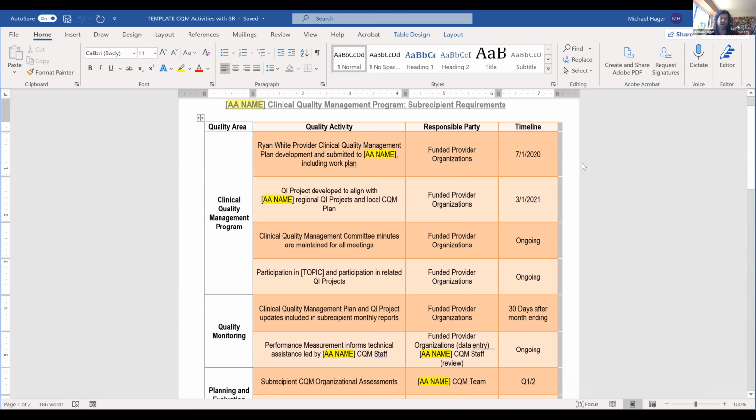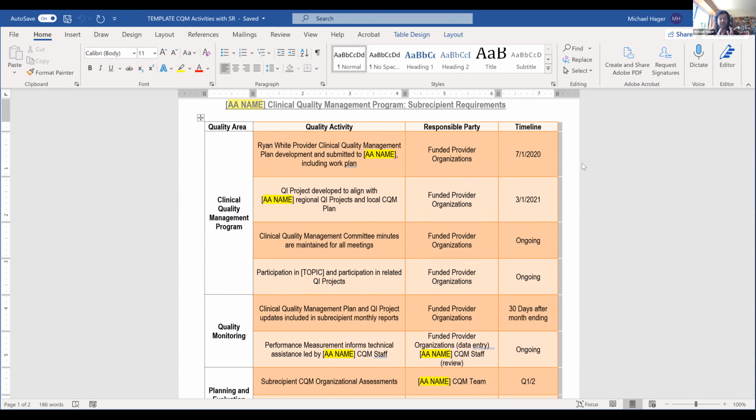So you can see this one here is called, if my technology will cooperate with me, this one is called, insert your name, Clinical Quality Management Program Subrecipient Requirements. This is a tool you could slip into an agenda. You can make a nice slide. It could even go into an FOA, in terms of the things you're going to expect of people, and on what timeline, should they join your network as a funded provider.